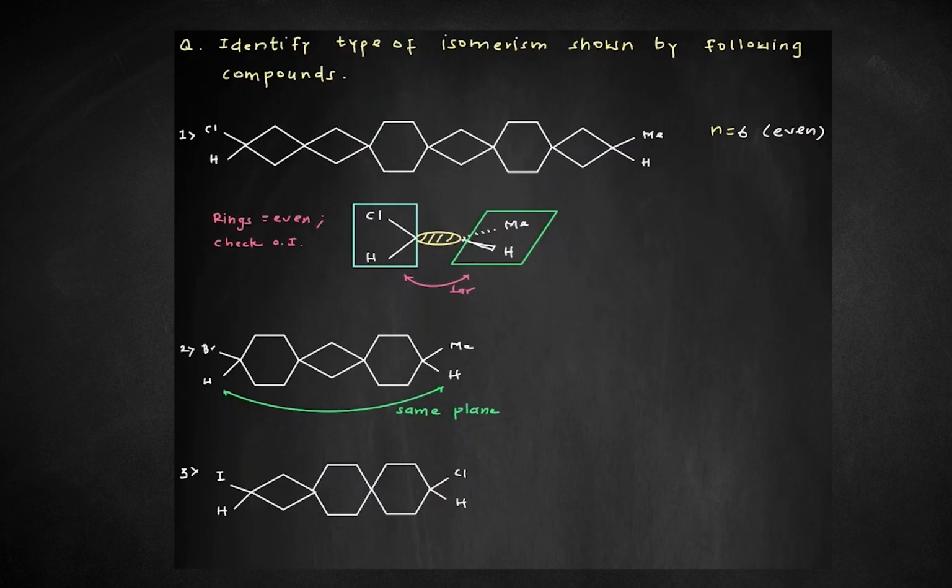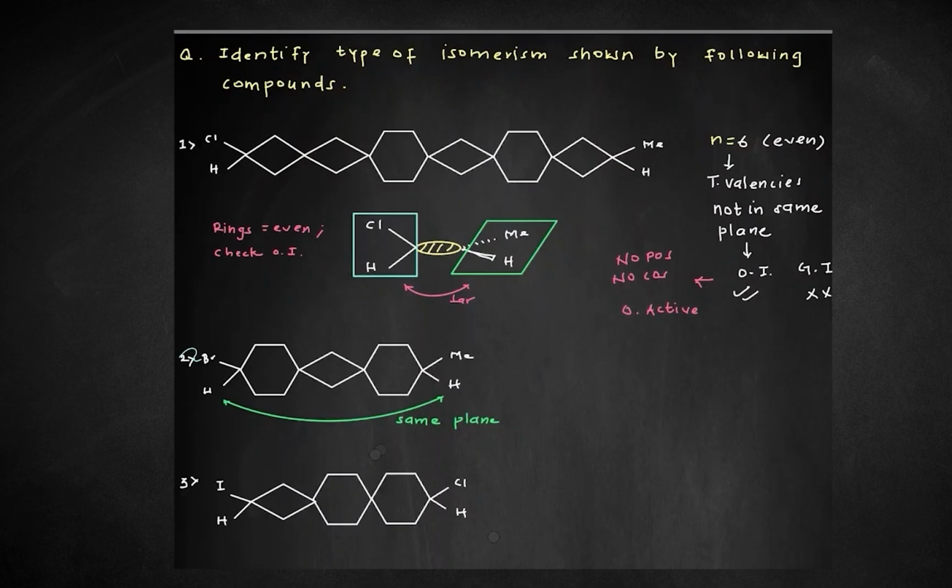Now if n is even, that means terminal valencies will not be in the same plane. So here what we have to check, optical or geometrical? We have to check the optical isomerism and not geometrical isomerism. If you carefully see, there is no plane of symmetry present, there is no center of symmetry present. The molecule will be optically active. Clear?